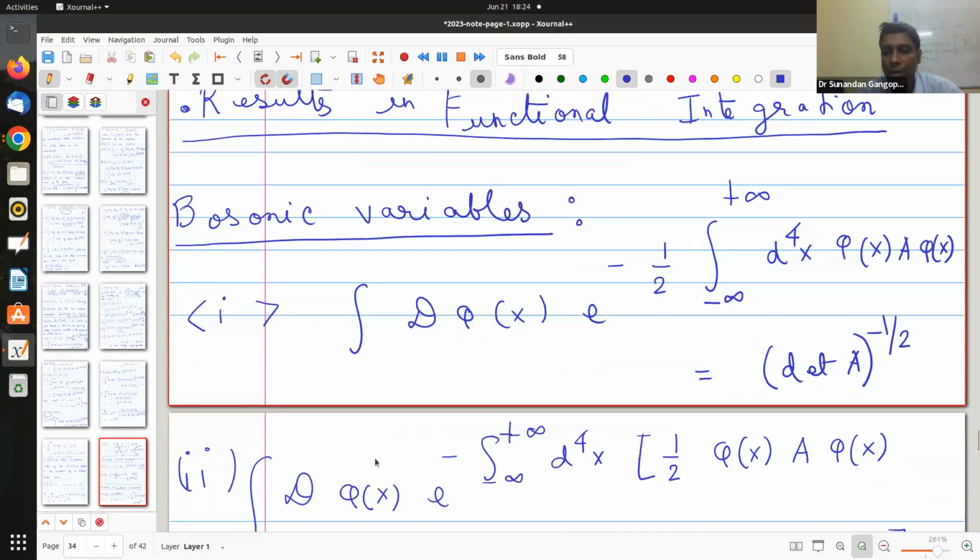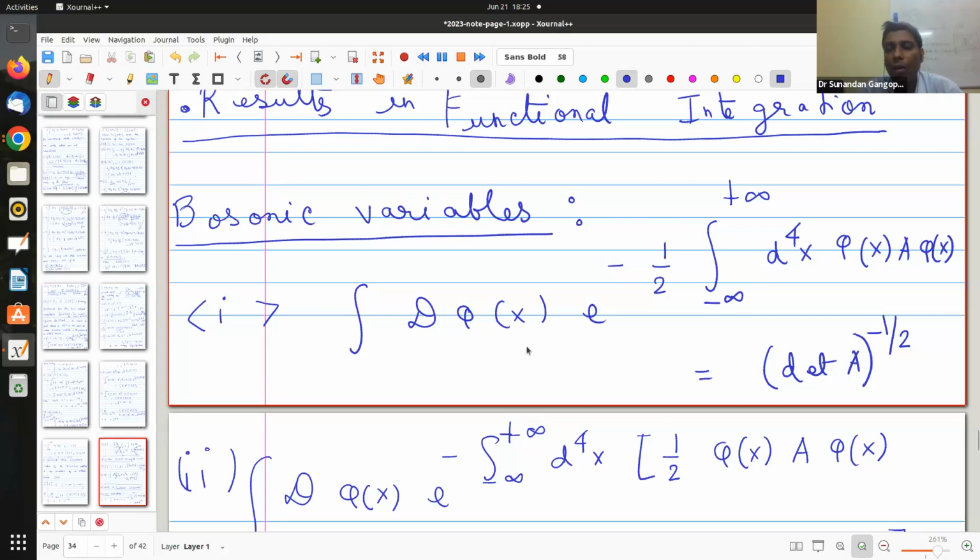The first result in functional integration that we need to know is the following. The functional integral over phi(x) of e to the power of minus half integral from minus infinity to plus infinity d4x phi(x) A hat phi(x), where A hat is an operator, is nothing but equal to the determinant of this operator to the power of minus half. So this is the first result. You may ask, how do you get this result? It is very simple.